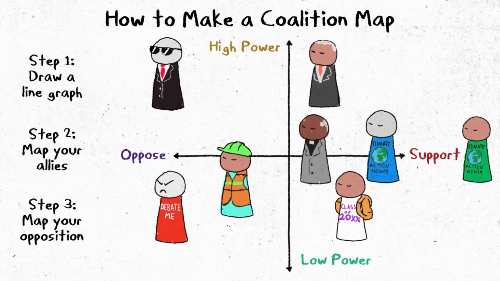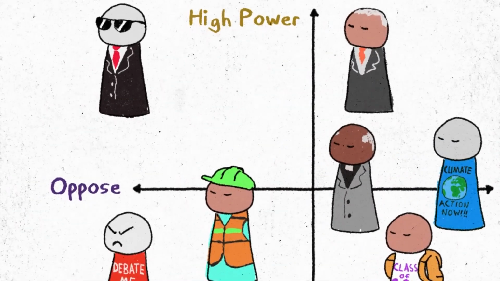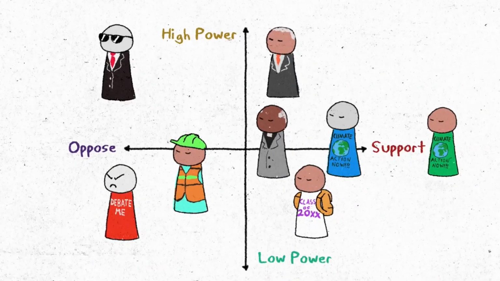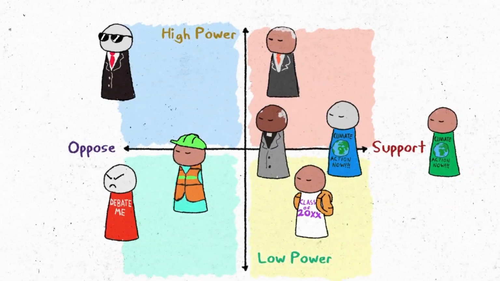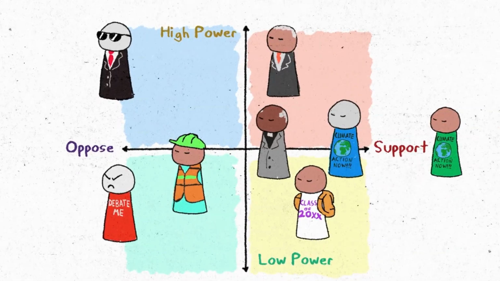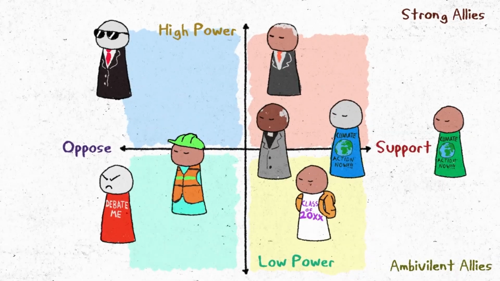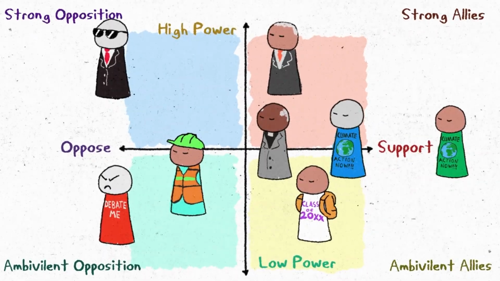Try to keep as many possible groups in mind when mapping this out, because once you have placed these groups on your graph, you will be classifying these people into 4 categories. For the sake of this example, the 4 categories will be strong allies, ambivalent opposition, and strong opposition.